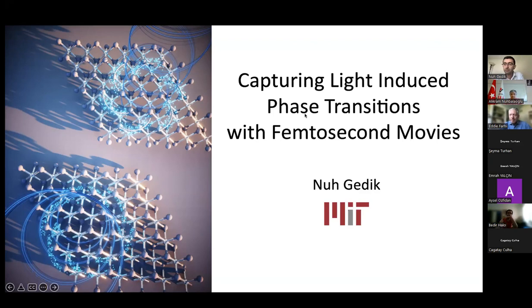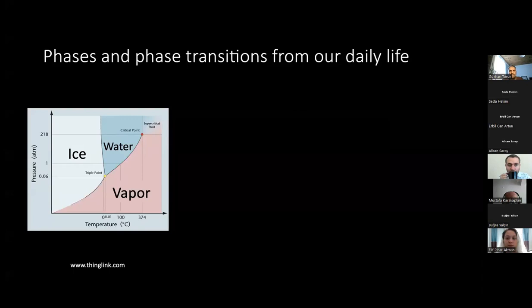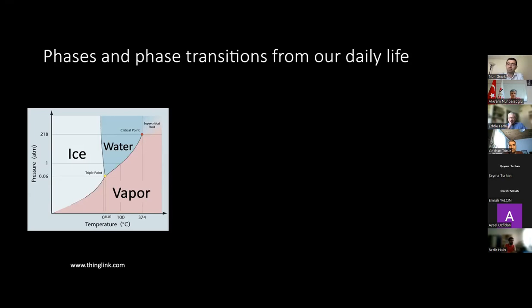Good. So before I begin with the details of our work, I just want to zoom out a little bit. I understand that this is a bit of a general audience, so I would like to remind you what phase transitions are and how we think about them from our daily life. The simplest example is water. Water is one of the rare materials that can be found on Earth in all three forms: ice, water, and vapor. And there are phase transitions as you go between these phases.